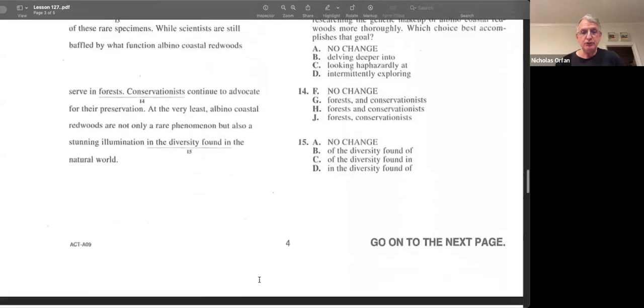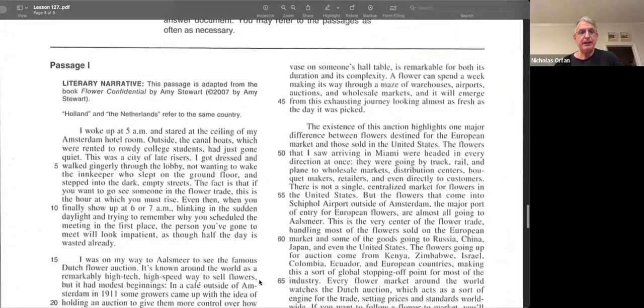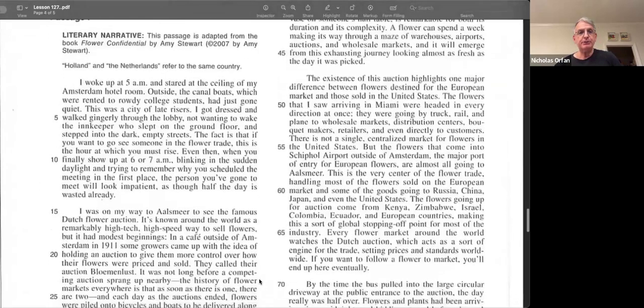Okay, now we'll move on to the long passage and our reading comprehension.